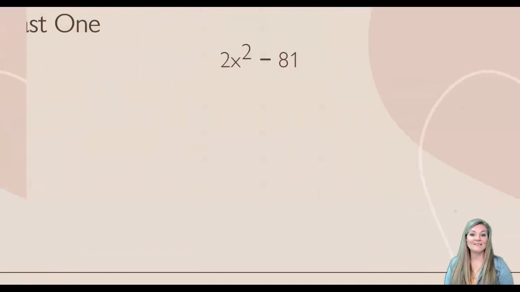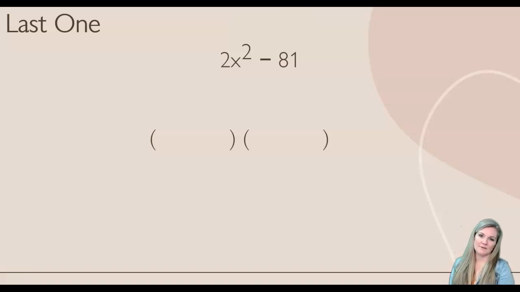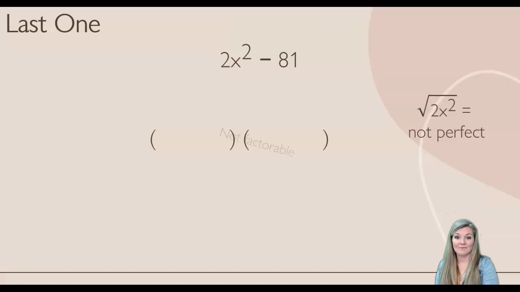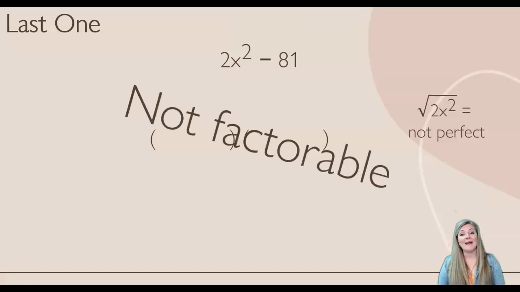All right, I have one last one. Going through the steps, parentheses, but is 2x squared a perfect square? X squared is perfect, but 2 is not. So it's not perfect, which means this one is not factorable. Now, in a hypothetical, maybe that 2 could GCF out and what was left would be perfect, but 2 doesn't go into 81, and so we can't go any further with this one. So this particular example is not factorable using difference of squares. And that is difference of squares, day 3.